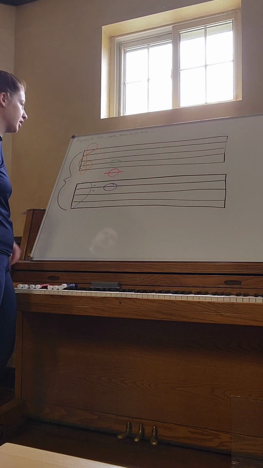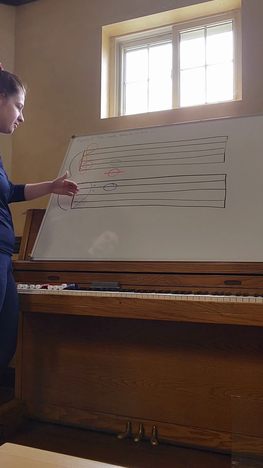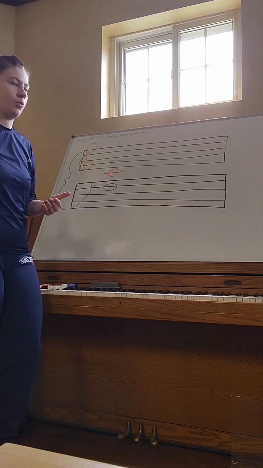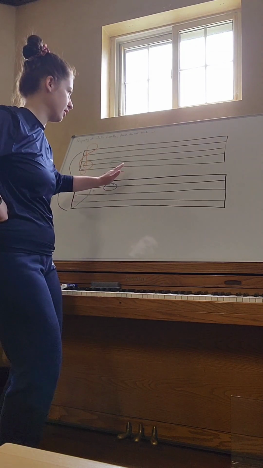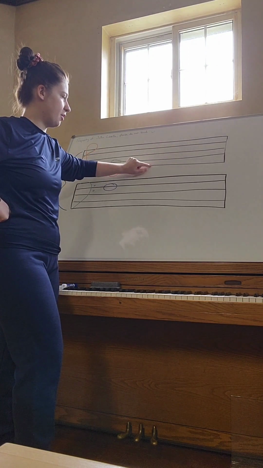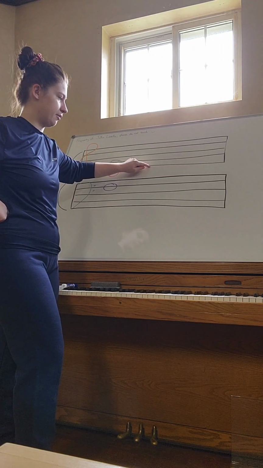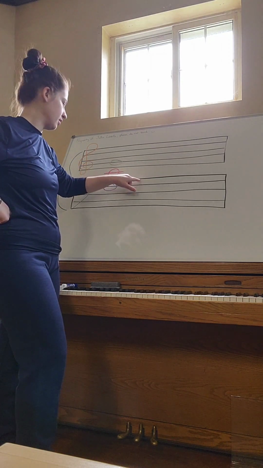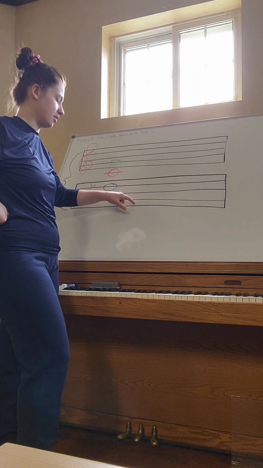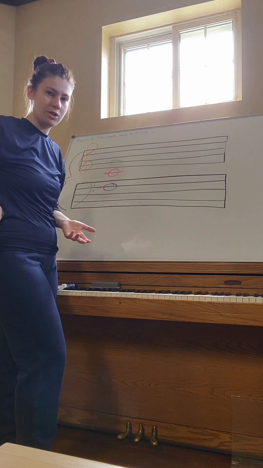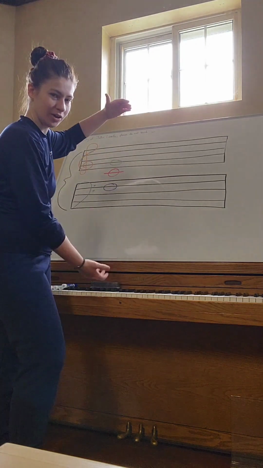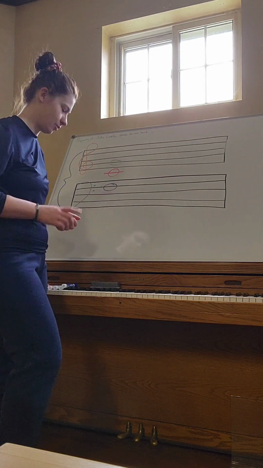Now, looking at this, we see there are 4 spaces and 5 lines, but what do we do when we have a note that is either higher than this top line on the treble clef, lower than this E line on the treble clef, or higher than this A line on the bass clef, or lower than this G line on the bass clef? How do we denote a note that is either higher or lower than what the staff can show us?